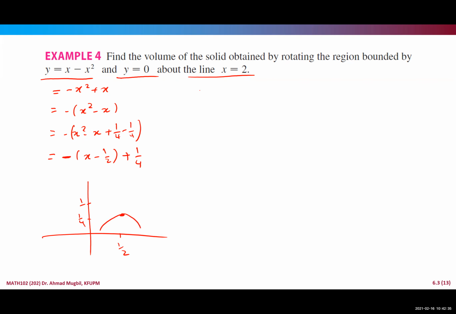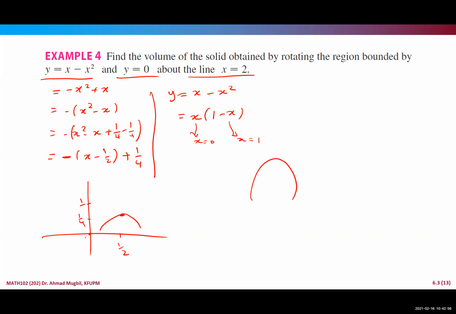But of course, ya shabab, you can deal with it in a different way. You have y equals x minus x squared, so it is x as a common factor, x(1 minus x). You remember, because the leading coefficient of x squared is negative, it opens down. Now you have the x-intercepts. What are the x-intercepts? x equals 0 and x equals 1.